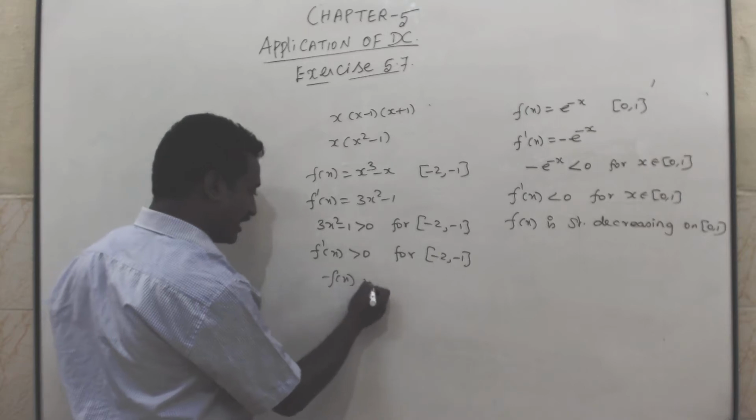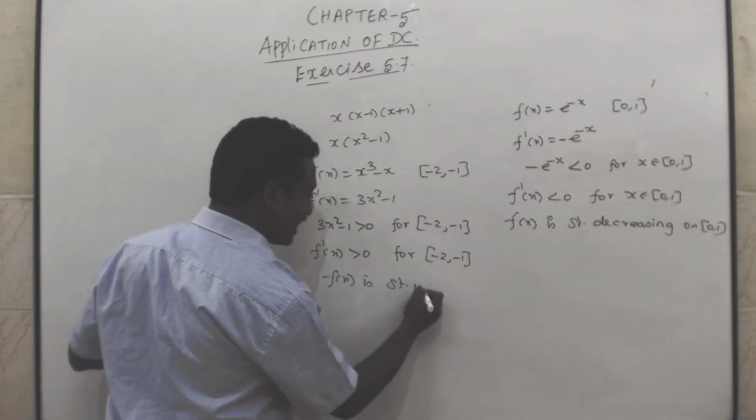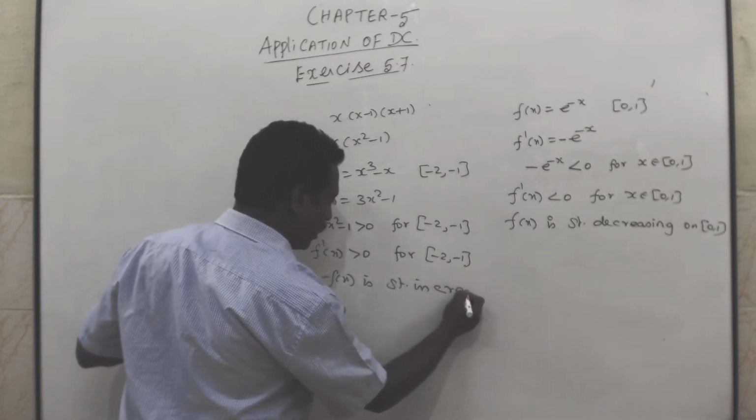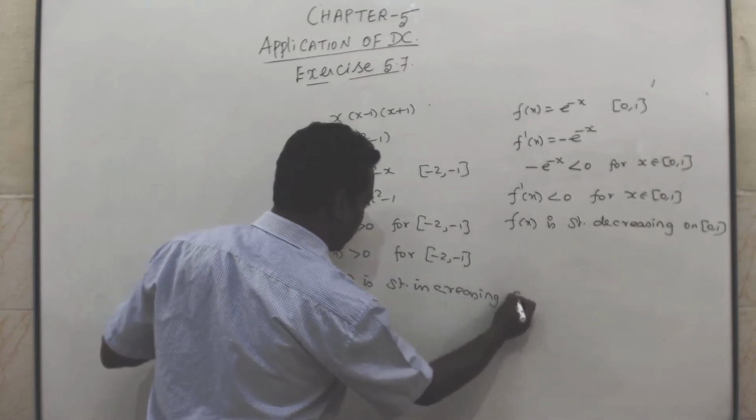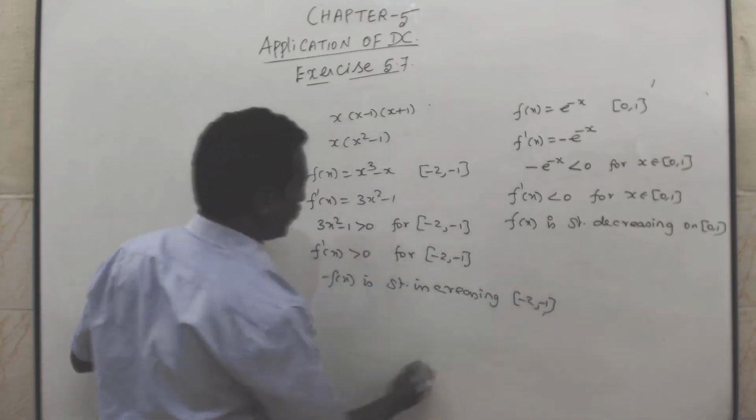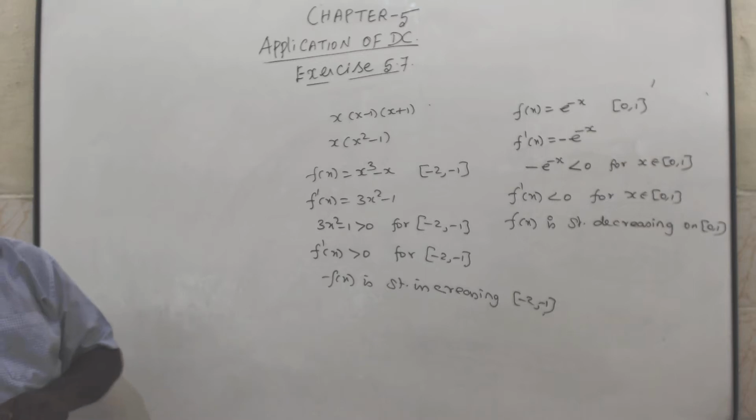Therefore, f of x is what type of function? Strictly increasing on [minus 2, minus 1]. Strictly increasing on [minus 2, minus 1]. Is it clear?